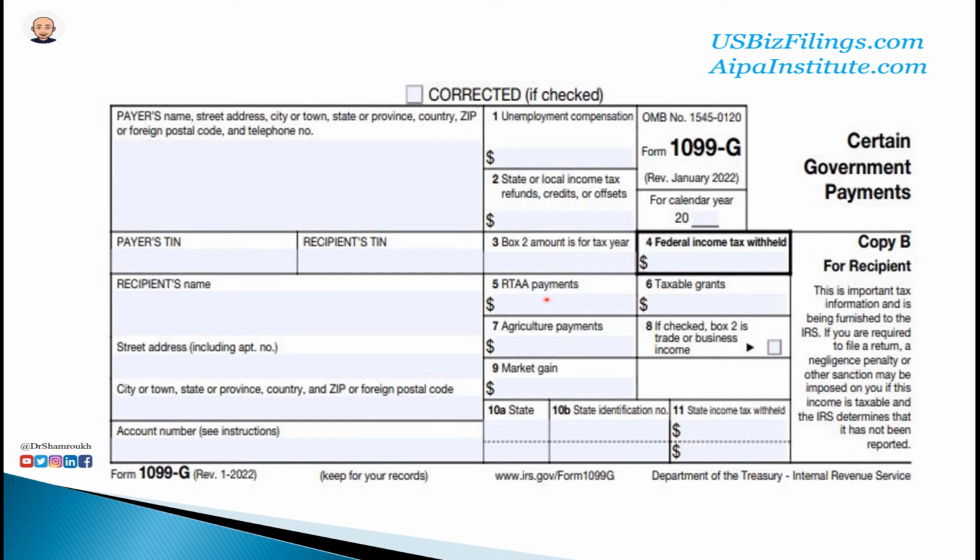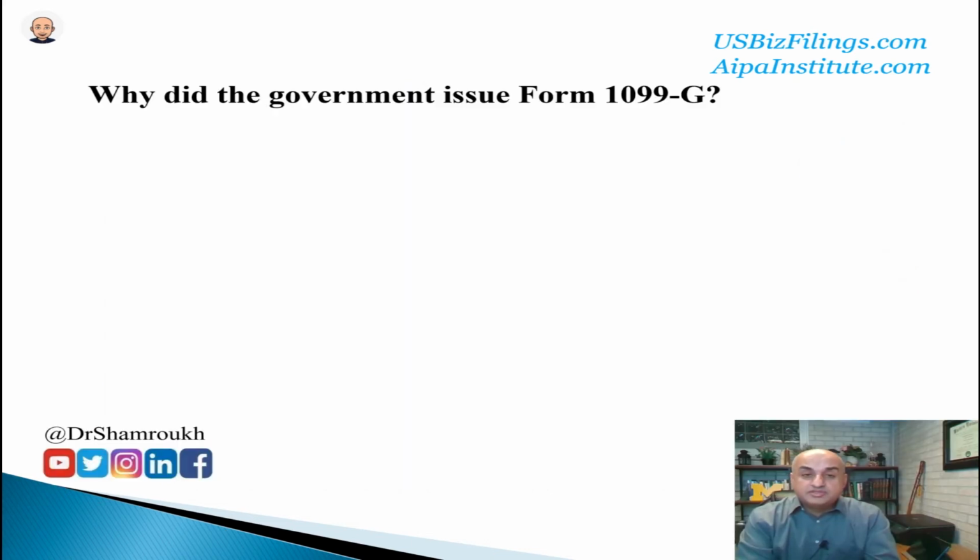In box number 5 here includes the RTAA payments issued to you, which is the Reemployment Trade Adjustment Assistance Program. So if you were qualified for this program and the government issued any payments during the year 2021 under this program, then the total amount of the entire year will appear in here. Then finally, box number 11 includes the state income tax withheld if you elected to let them withhold taxes from your unemployment compensation. These are the most important boxes that I would like to bring to your attention at this moment.